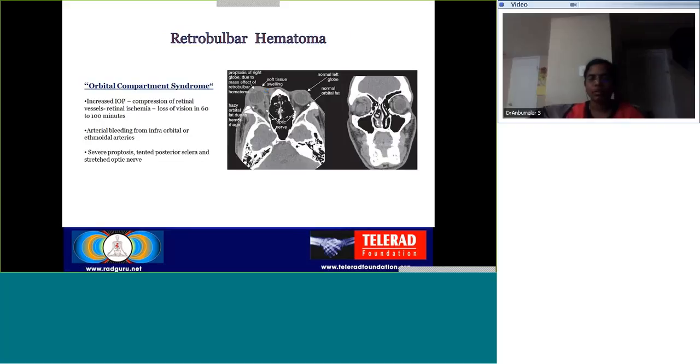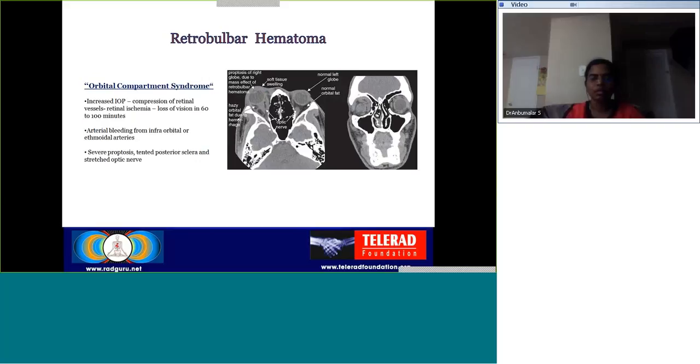Next is the retrobulbar hematoma. The retroorbital fat is appearing hazy as in this case. This is due to the retrobulbar hematoma. This will increase the intraocular pressure in the eye, causing proptosis, and there is a stretched optic nerve as in this case. This hematoma may cause an orbital compartment syndrome.